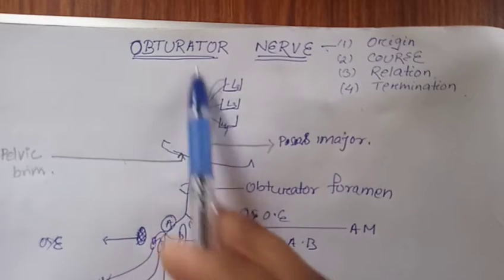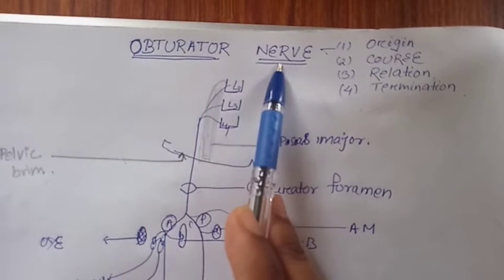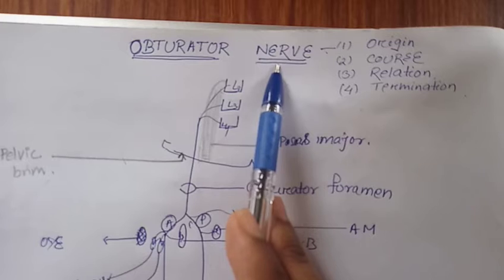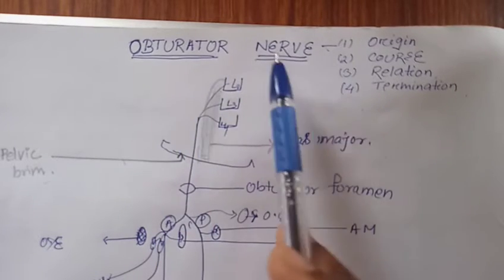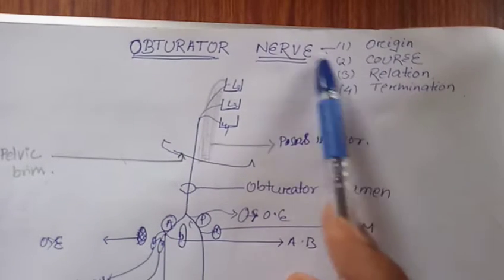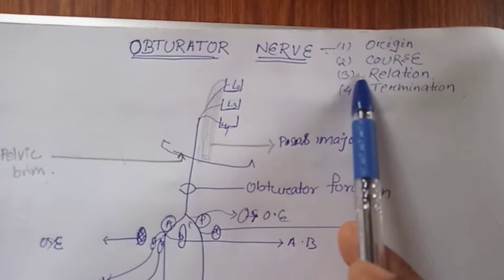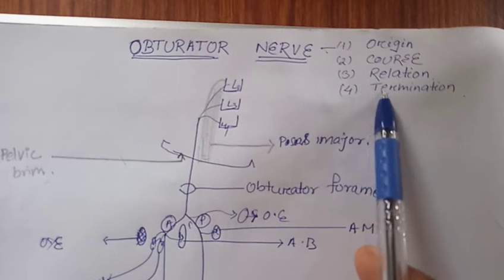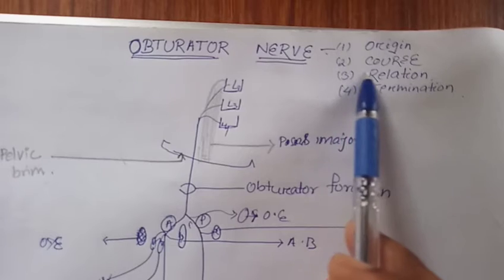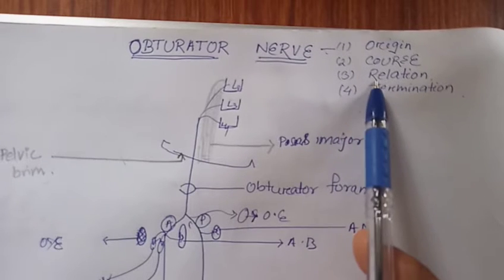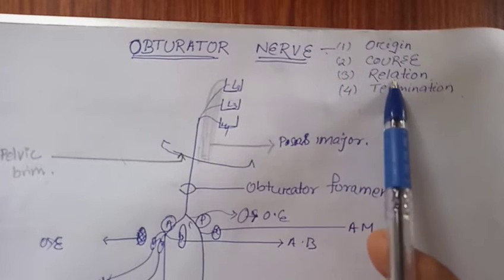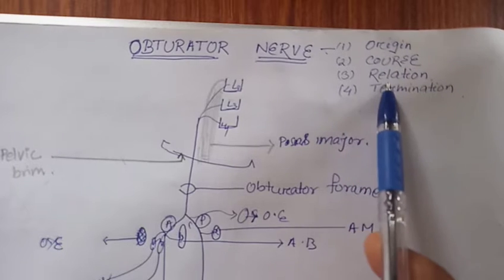Today we will discuss the obturator nerve. So now our topic is the obturator nerve. The objectives of this topic are the origin of the obturator nerve, then its insertion, meaning the termination, the course, and the relations. What are the structures related to the obturator nerve, and in which part?